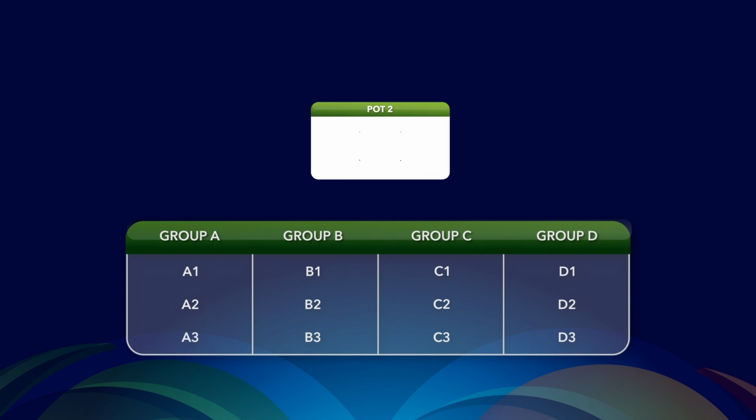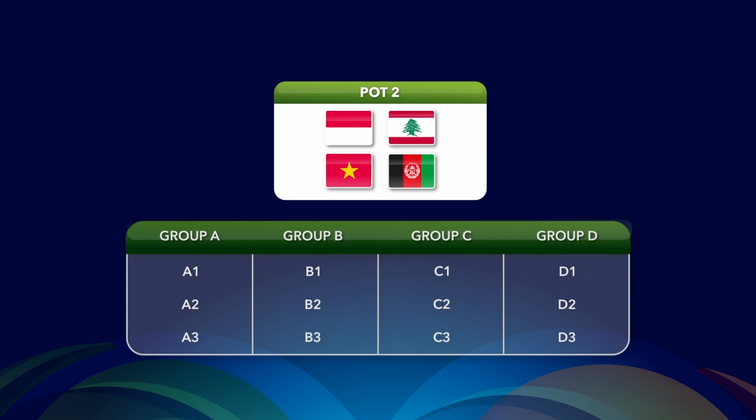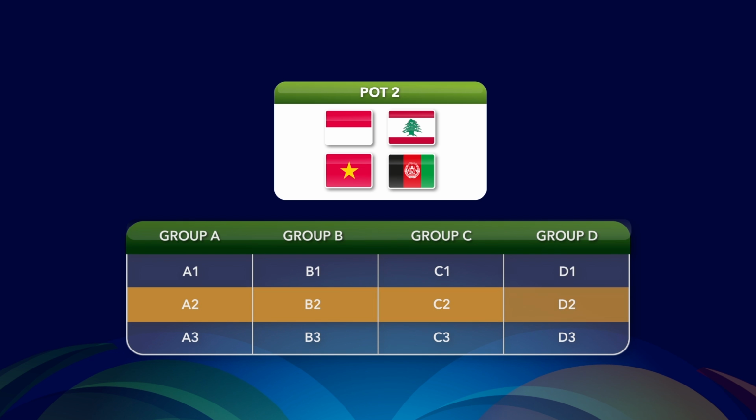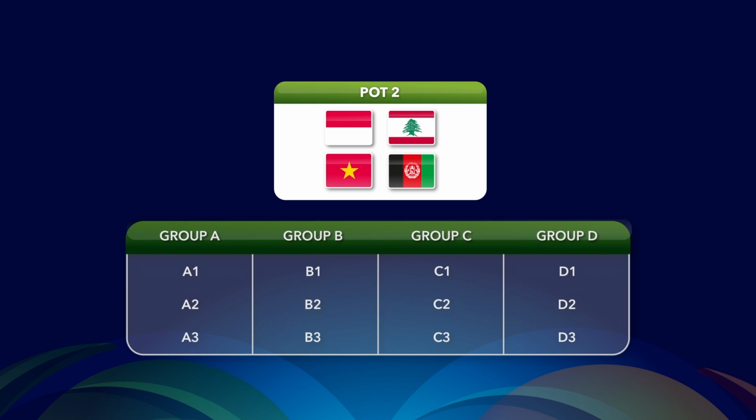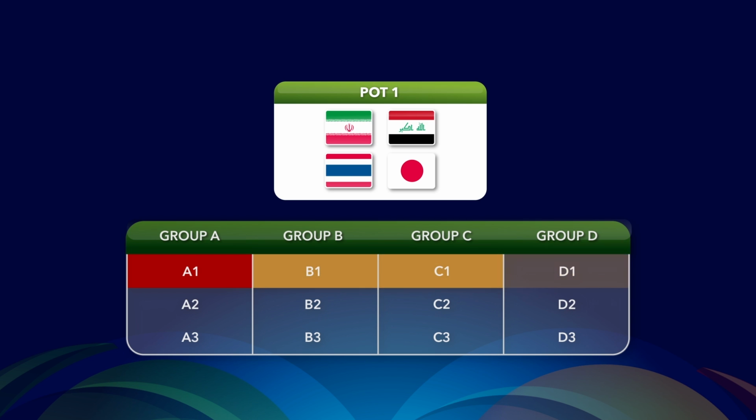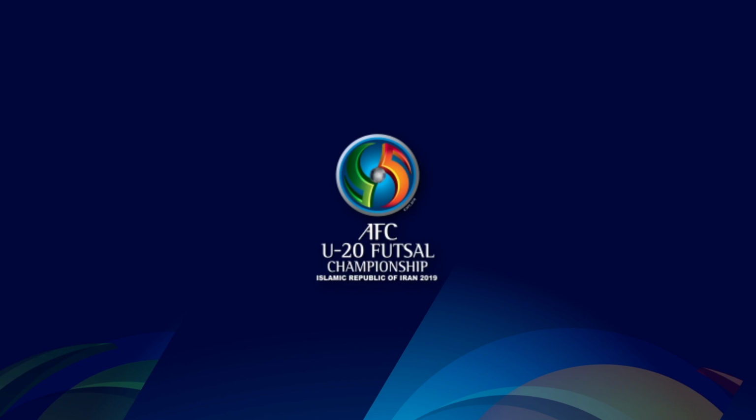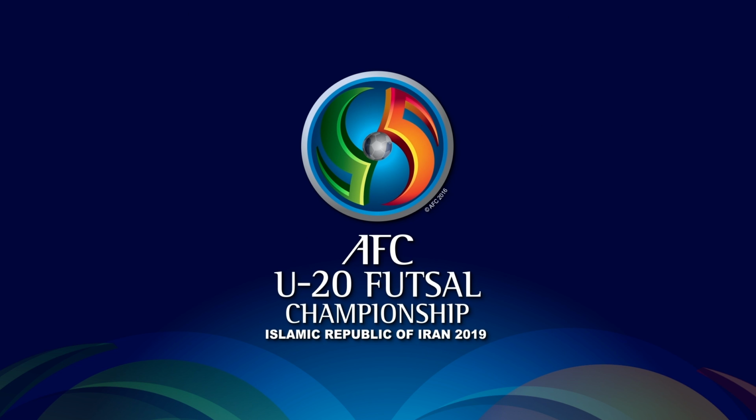Draw 2. Balls will be drawn from Pot 2. First ball drawn will occupy position A2. Second to 4th balls drawn will occupy positions B2 to D2 respectively. Draw 3. Balls will be drawn from Pot 1. First ball drawn will occupy position A1, identified by a different coloured ball. Second to 4th balls drawn will occupy positions B1 to D1 respectively. That will conclude the draw for the AFC Under-20 Futsal Championship Islamic Republic of Iran 2019.